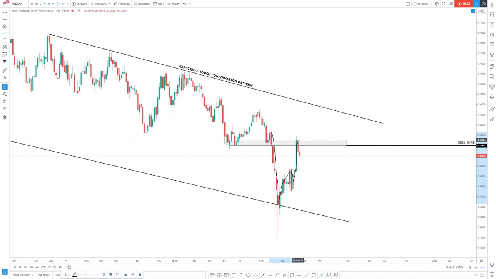So we have this W pattern formation, and we expect a move back to the neckline, this area, before we see a projection back into the channel, the value of the channel. So I can pick this out and just delete it.